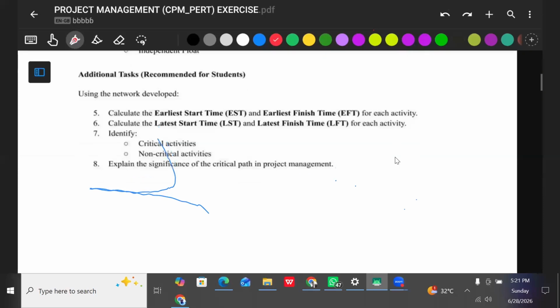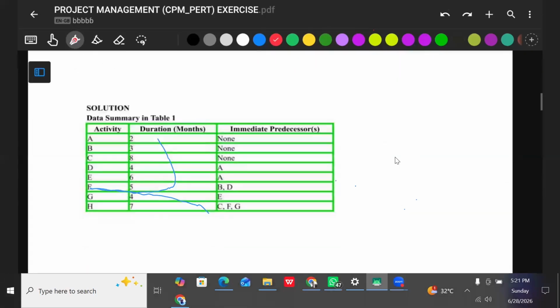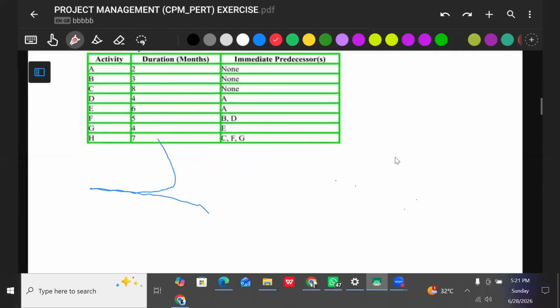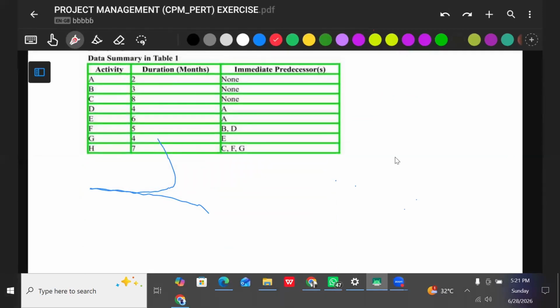So the most important aspect to me right now is, let's start with drawing the network diagram. This table you are seeing is the same table you saw before. Activity A has a duration of 2 months. It will take 2 months to finish activity A, and I just told you that activity A has no predecessor. Activity B will take 3 months. It also has no predecessor. Activity C has no predecessor as well, and it will take 8 months.